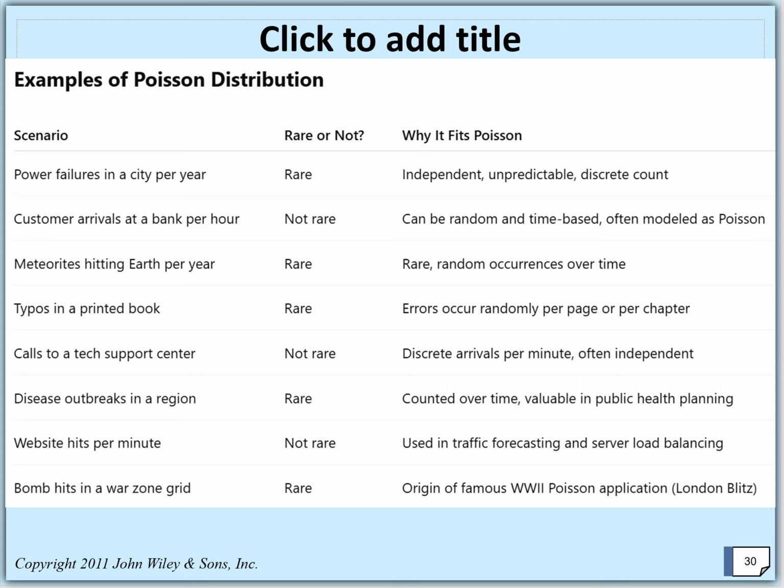Then meteoroids hitting Earth per year. It is a random event. So those big rocks, they just enter Earth's atmosphere. They usually get burned by the friction, but some of them make their way to Earth. But it's very, very rare. Typos in a printed book, you don't know how many typos there will be. Somebody publishes a book, there may be 1 typo, 2 typos, 3, whatever. So it's rare.